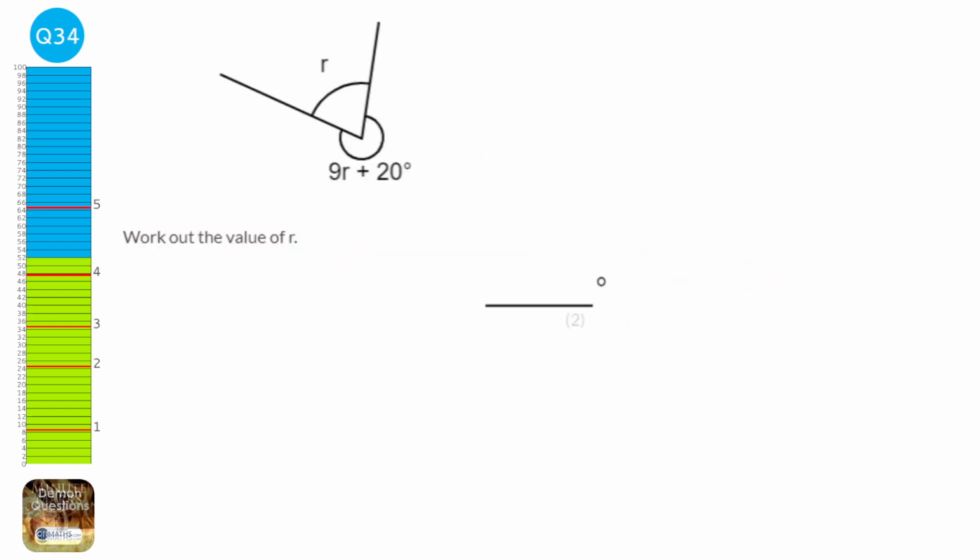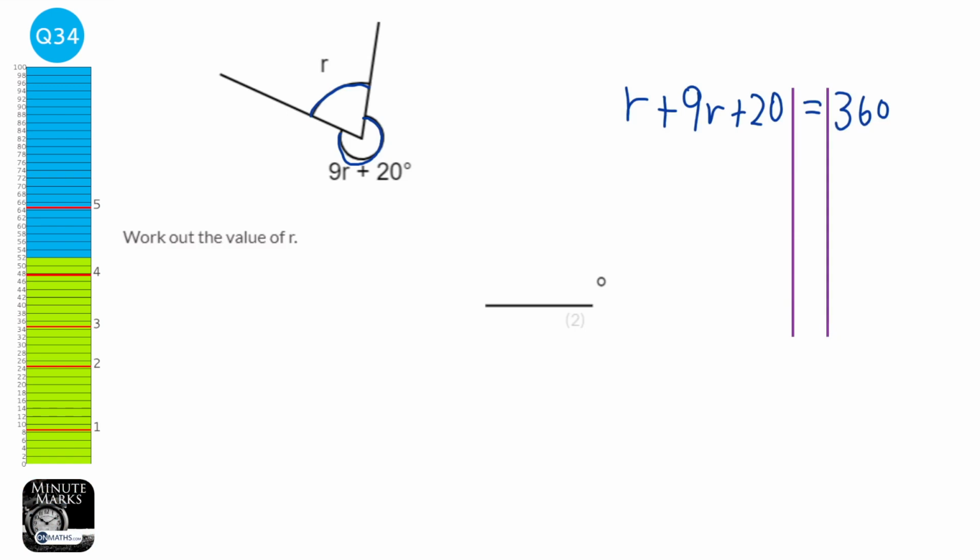So angles on a point add up to 360, and we are given the values of the angles, but in terms of r. So we know that r plus 9r plus 20 will equal 360. So we've got an equation here we can solve. So first of all, let's add the r's together. And so that will be 10r plus 20 equals 360.